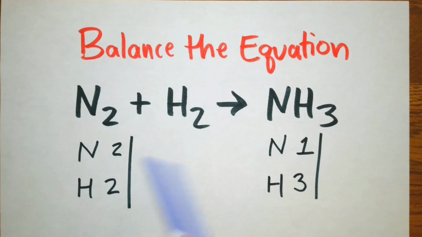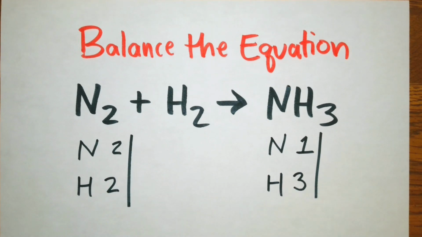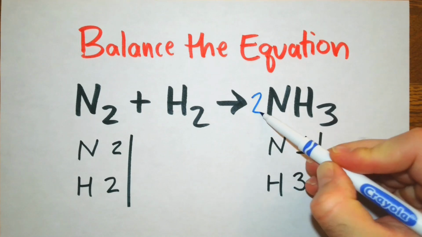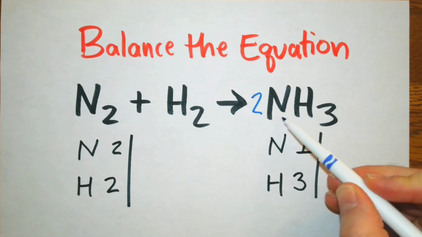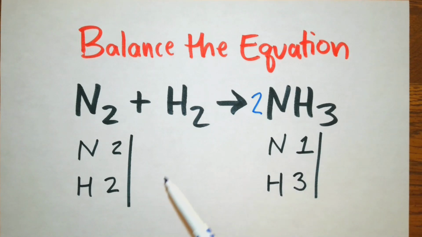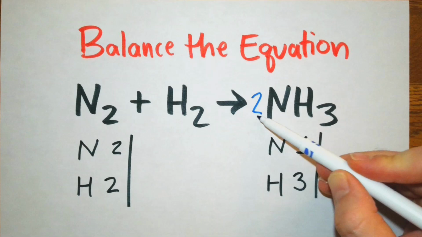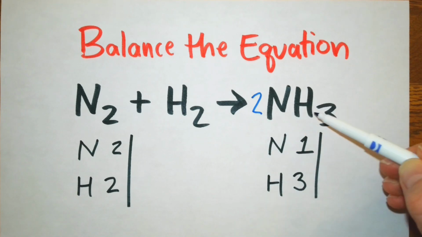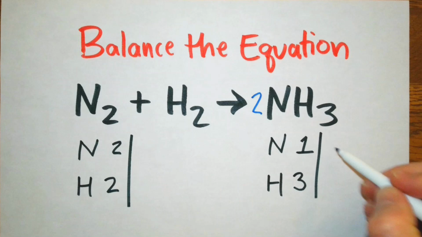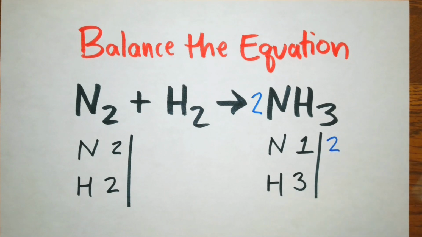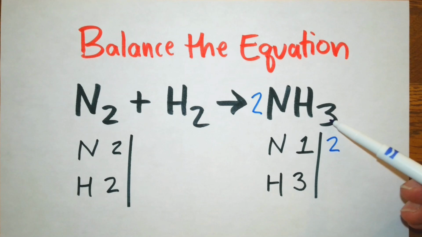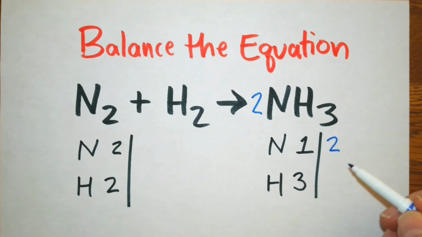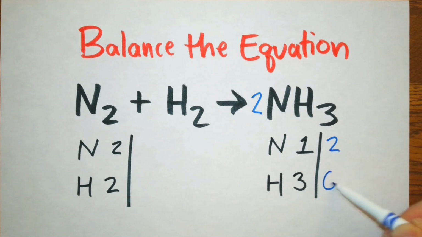I'm going to try to balance out my nitrogens first, and so to do that I need to put a coefficient of 2 in front of my ammonia, and so this will have consequences. So now the coefficient of 2 applies to the nitrogen and the hydrogen, so 2 times 1 gives me a total of 2, and now we have 2 times 3 gives me a total of 6 hydrogens. So my nitrogens are balanced out, and so the consequence here is that we still have unbalanced hydrogens.